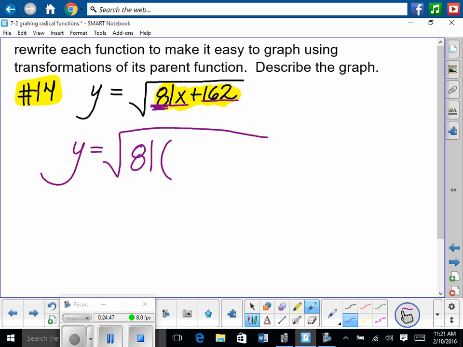Now when you factor it out, go back to see what's left in your parentheses. Divide each term by what you factored out, right? That's how factoring works. Okay, so what was left here though? x, right? Then 162 divided by 81 is plus 2.